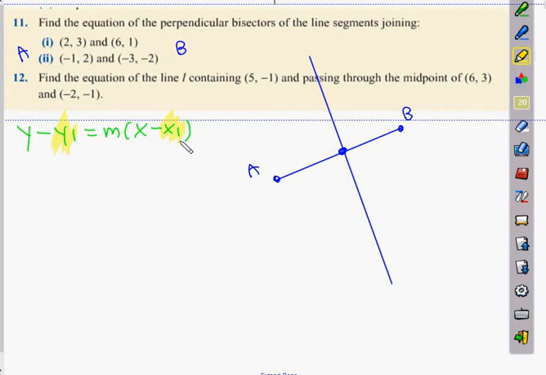Are either A or B on this new line? Are points A or B on this new line? Sorry, the new line, they're not. They're on the old line, they're not on the new one. The new line is represented now in yellow. Points A and B are not on this line. What is on their line is their midpoint.